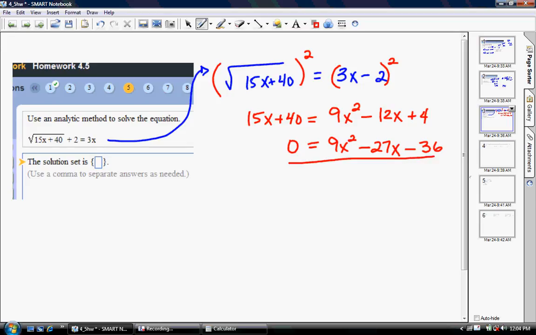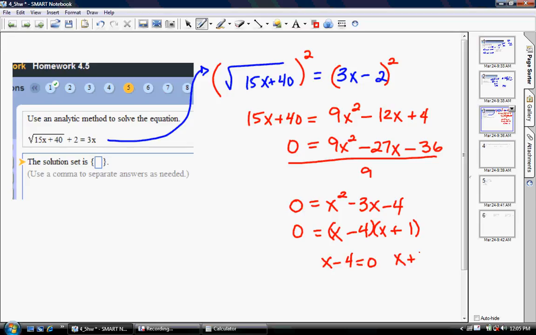And a beautiful thing about this equation is that 9 is a common factor, so we can reduce it down to get 0 equals x squared minus 3x minus 4. And it does factor nicely. The factors of 4, whose difference is 3, would be 4 and 1. Different signs, larger one being negative. So x minus 4 is equal to 0, or x plus 1 is equal to 0. So our two possible solutions are 4 or negative 1.